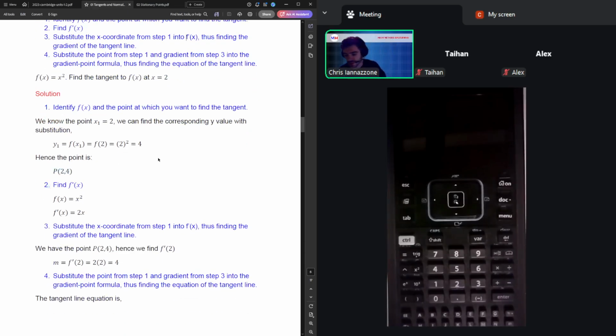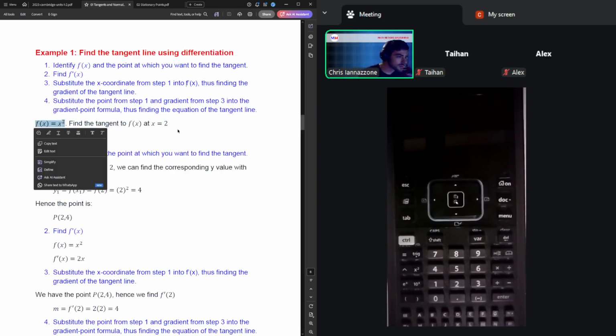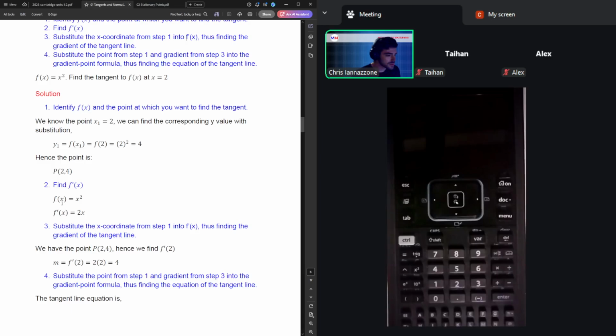All we need to do now is find the gradient. There is very minimal information here, but whenever you have an f of x, you can always find your f dash, your derivative. And so that's what we're going to do here. To get our gradient, we're going to find the derivative of the quadratic.